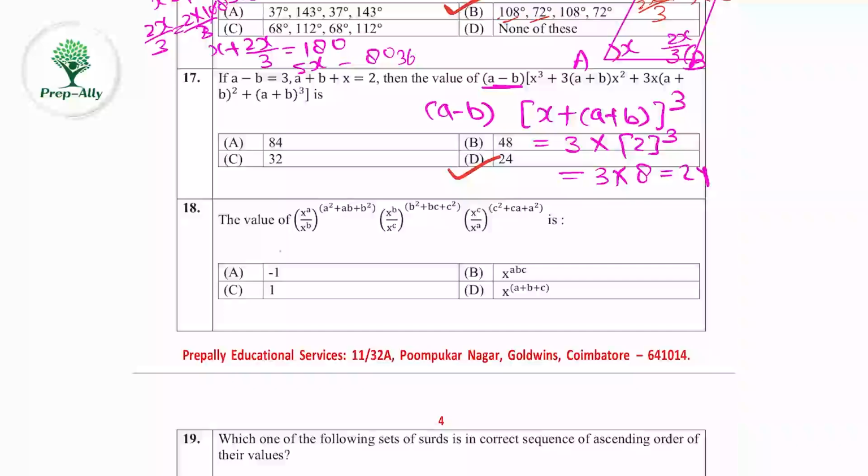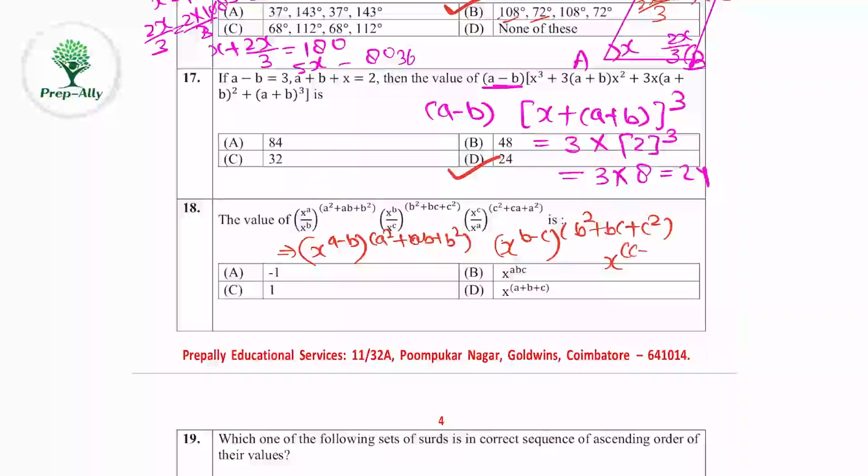Now for the question number 18, we have to find the value of this expression. So can I write this one as x raised to power a minus b whole raised to power a square plus ab plus b square. In this way, for this one also we can write x raised to power b minus c, b square plus bc plus c square, and again x raised to power c minus a, c square plus ac plus a square.